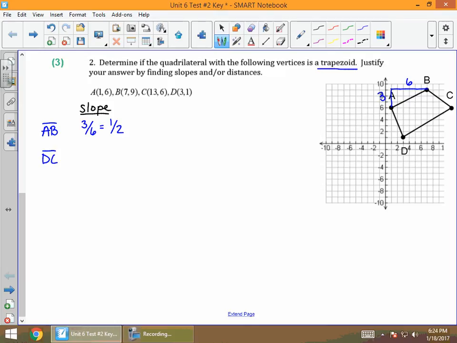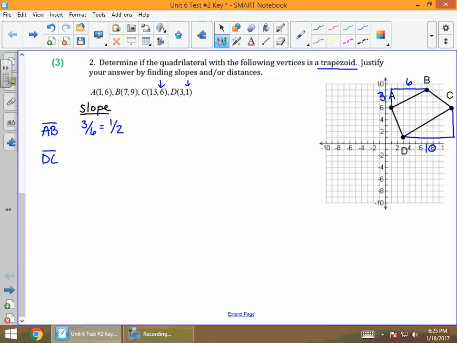All right, now for the DC one. And this one is the interesting one because it kind of runs off the page. And it's coming down and I really don't know. So I'm going to have to look at the heights. So my point D, if I look at its x value, it's at 3. And C's x value is at 13. So that segment is going from 3 all the way over to 13. So that tells me that that is 10 units long.